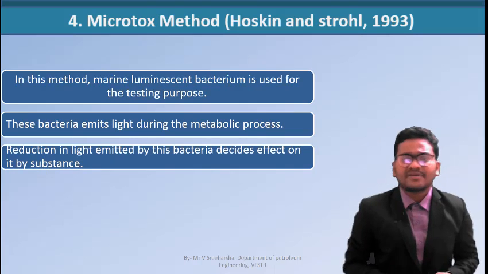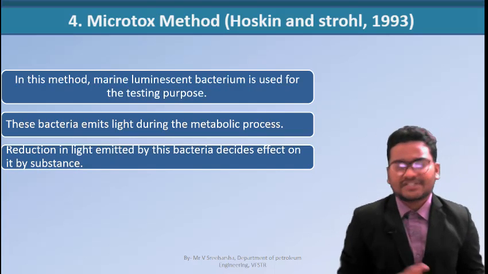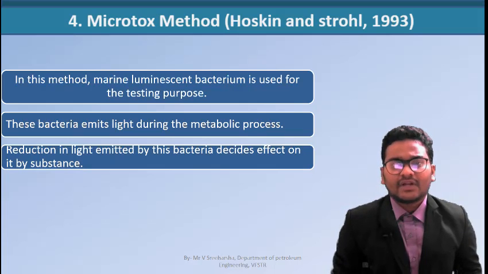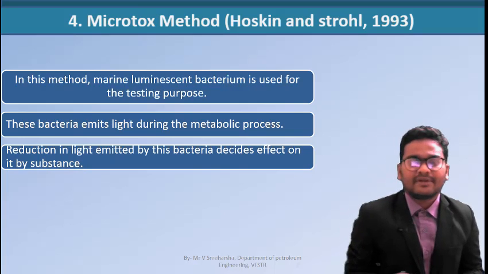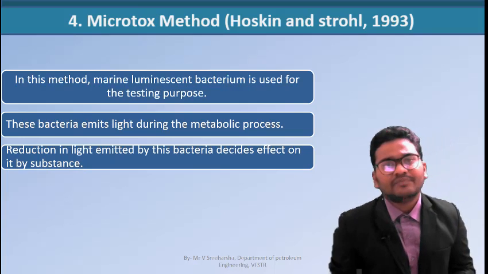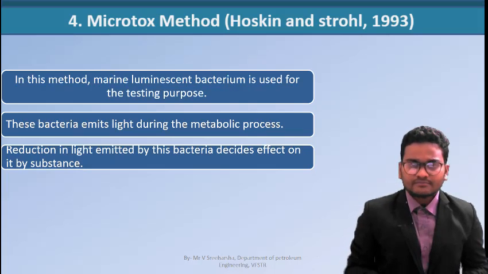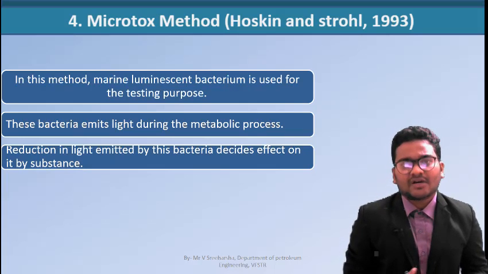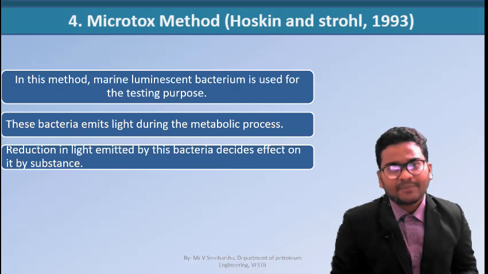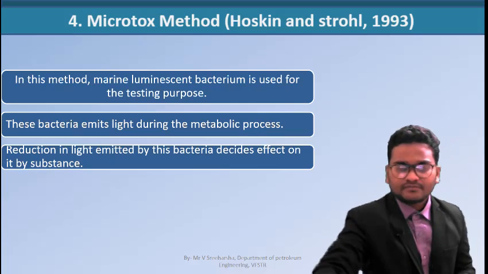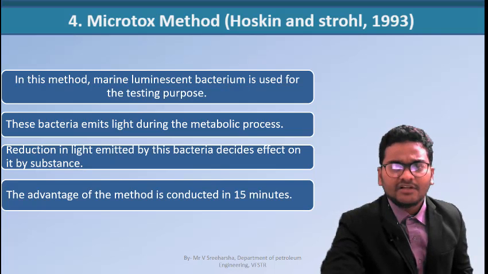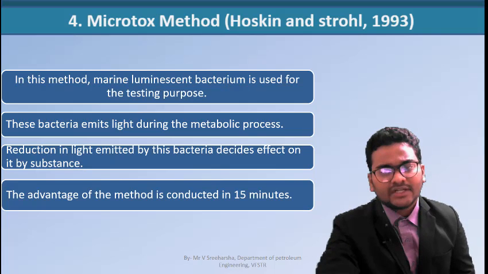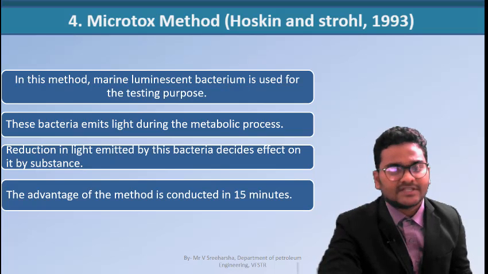So during the process, what happens? The metabolic process of the organism will be disturbed, so it will not perform its own activities properly. For example, it may have a breathing problem, a digestion problem, or an ingestion problem. So the substance impacts the metabolic process of the organism. Finally, the reduction in light tells us how much effect it is having on the organism, and we consider the toxic material present in the substance.